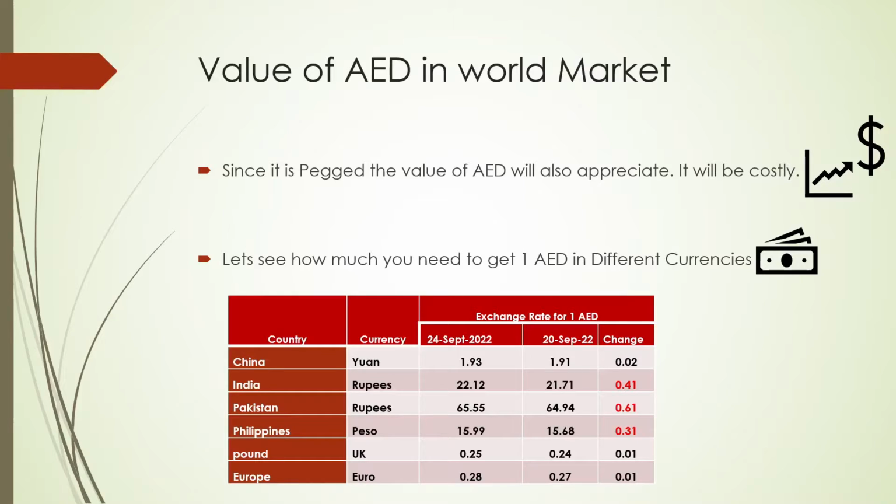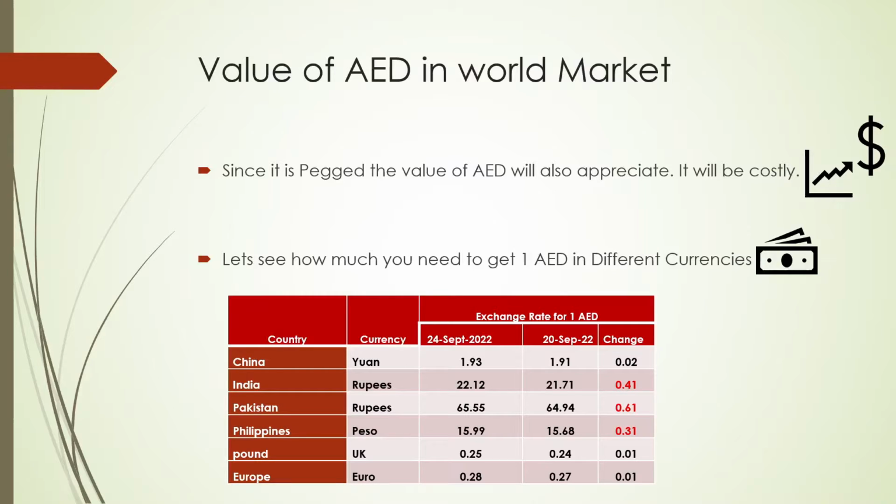You will see that the exchange rates have drastically changed because of this rate hike, and the biggest change is for Pakistan, where you need to pay 0.61 more to get one dirham as compared to these two dates. Okay, followed by India and Philippines. It has got another meaning that if you want to remit to these countries from UAE, you are going to get a very good rate, or you will say a lot of money if you are sending money to these countries.